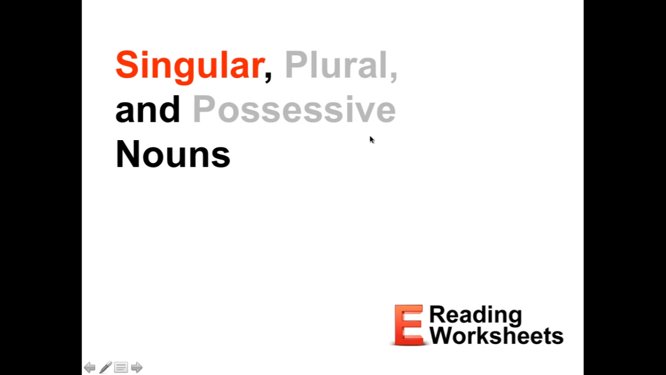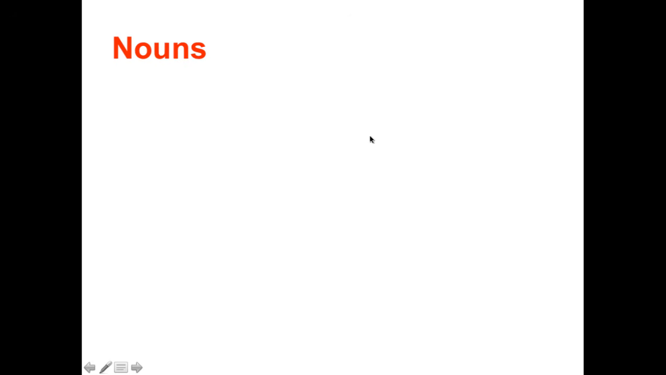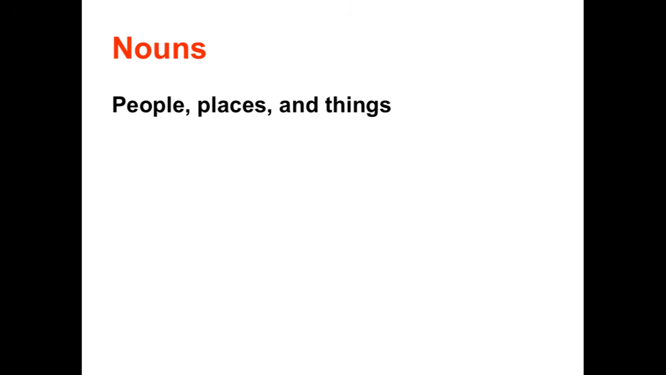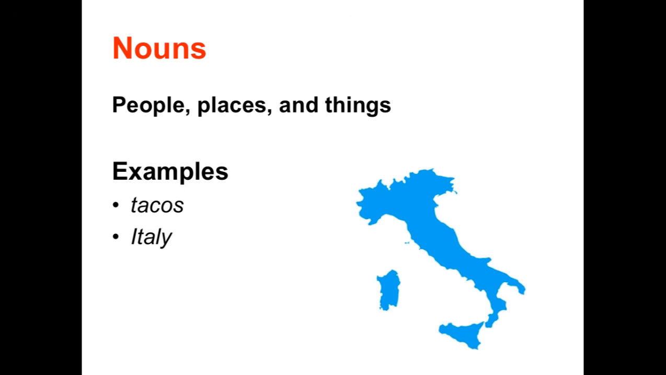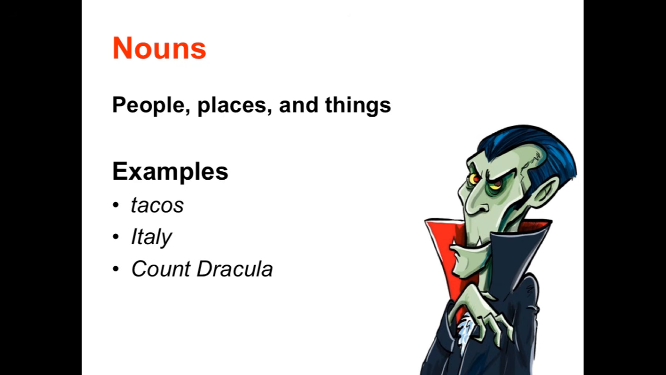Singular, plural, and possessive nouns. Nouns. Nouns are words that refer to people, places, and things. For example, tacos. Tacos are a thing. Italy. Italy is a place. Count Dracula. Count Dracula is a person-ish? A fictional character. Let's just call him a person.